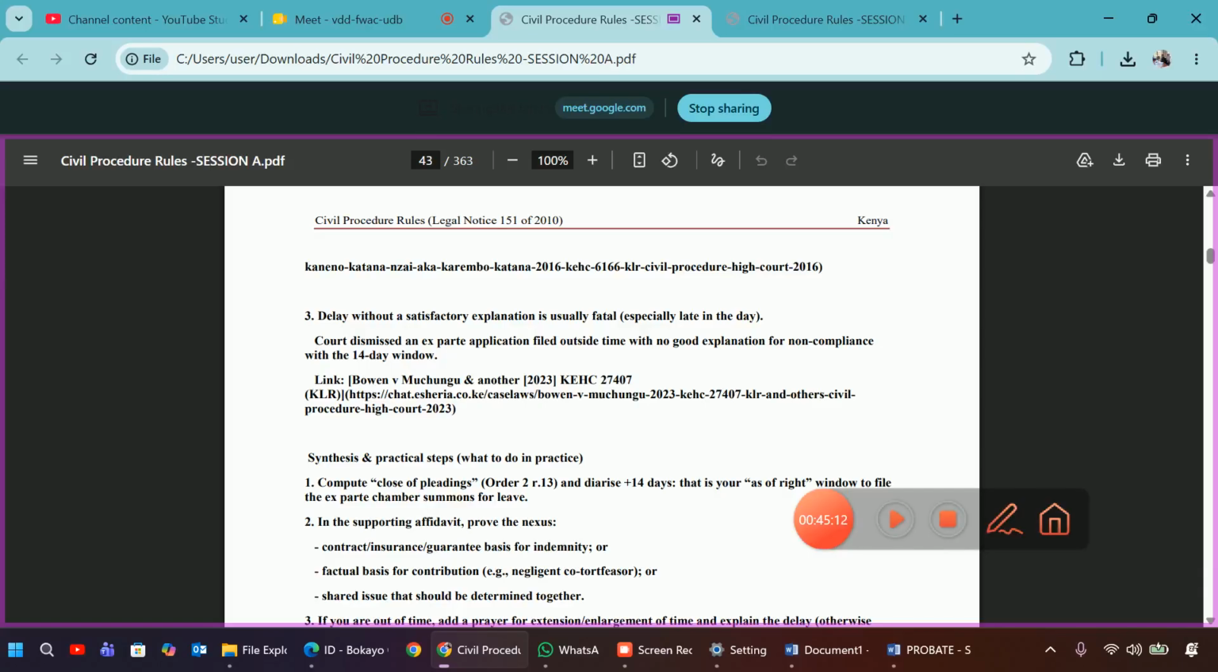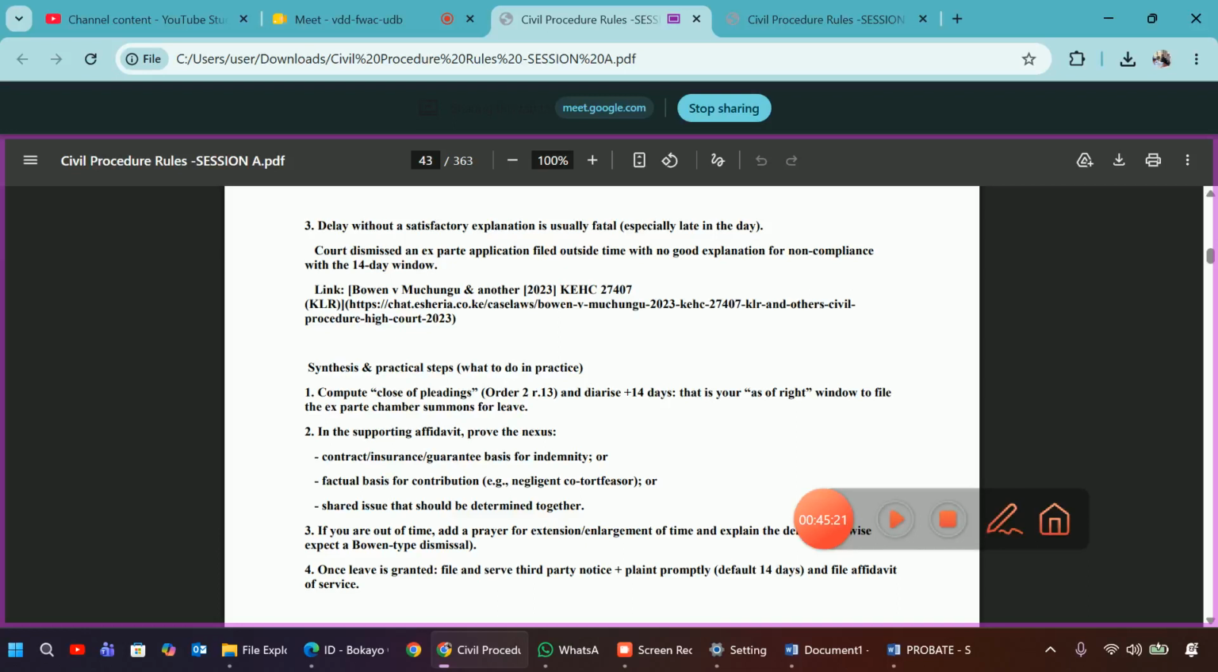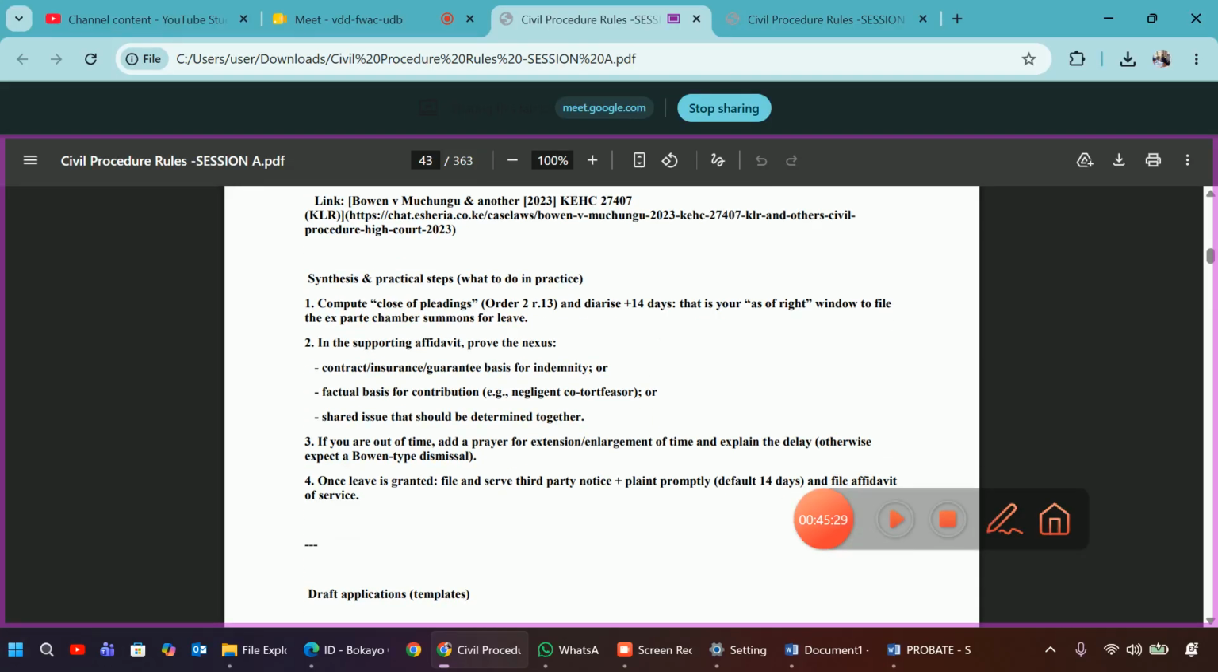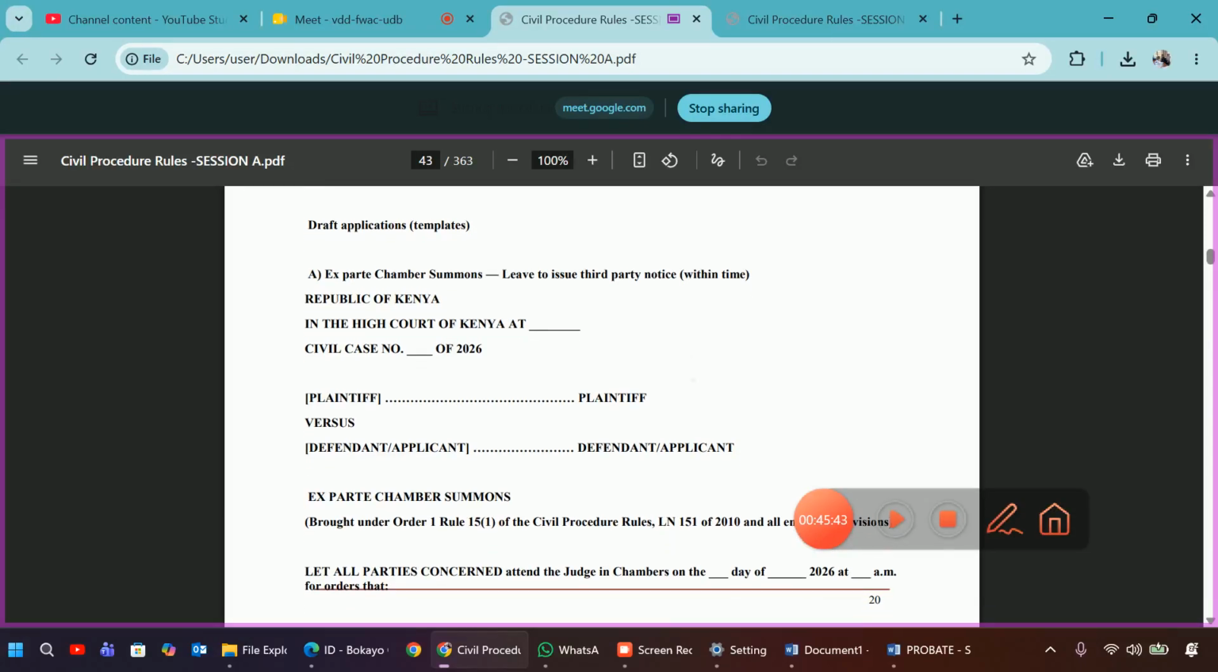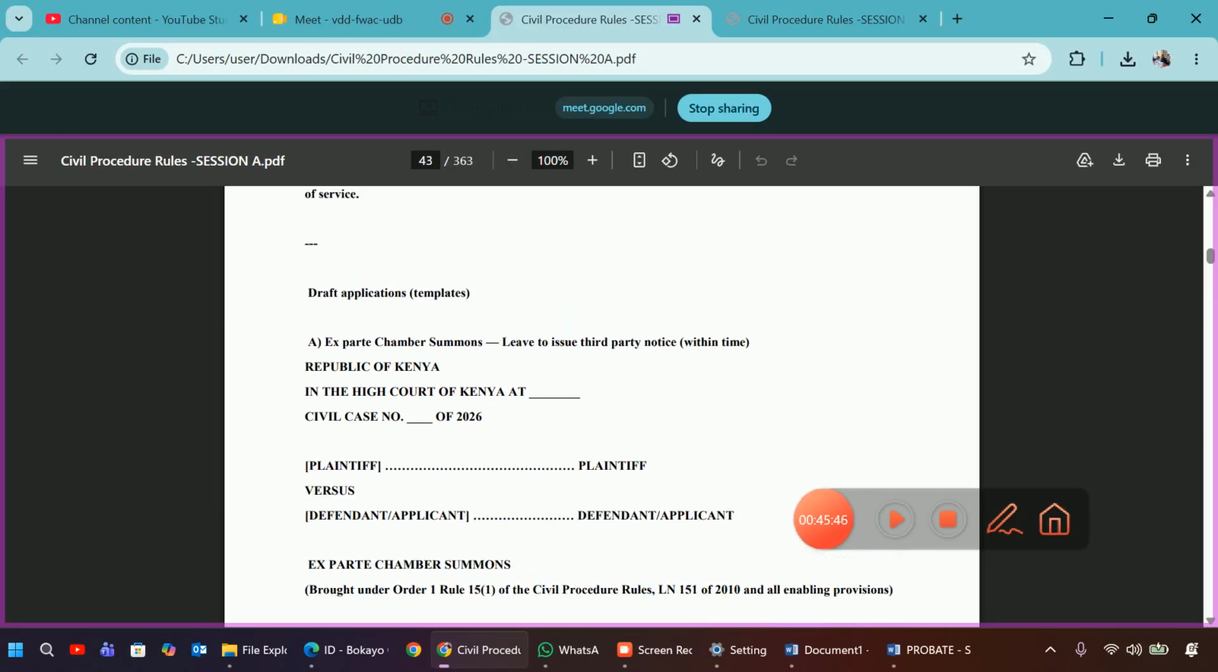Then the court dismissed an ex parte application filed outside the timeline with no good explanation for non-compliance within the 14-day window. So that is a strict application. It's a 2023 decision, so you cannot say that that was a mere technicality. So what marking scheme will the examiner look at when you are drafting? Indemnity, they look for contribution, and then they look for common issues arising, and that the issue should be determined together. Let us look at how this document is to be drafted.